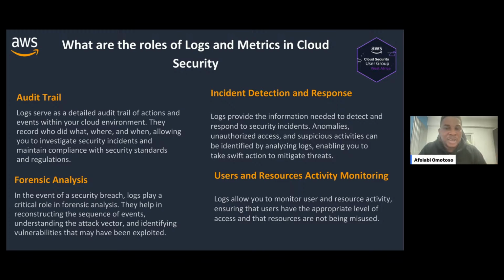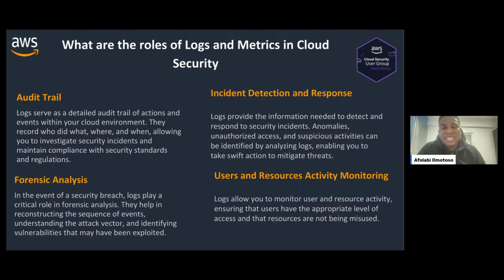resources or some applications or some workloads, and it helps us to understand suspicious activities that can be identified. So analyzing our logs alone can help us with this. And with this, we can take swift action to mitigate these threats. Those are part of the roles that logs and metrics play. We can use that for forensic analysis as well, checking security breaches, and also to monitor user and resource activities.